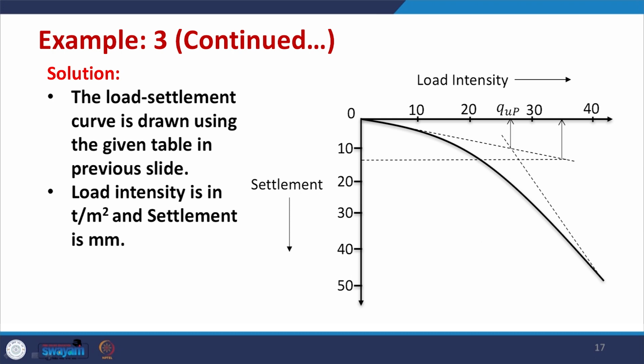So, you can divide this graph into two components. One is the initial component, and if I draw an asymptote here, and another asymptote for the last part, both meet at this point, and the load intensity corresponding to this point is called Qup, which is shown in this figure. The load settlement curve is shown here, and the load intensity is in ton per meter square. Once you have plotted this chart, it is used for further calculation.